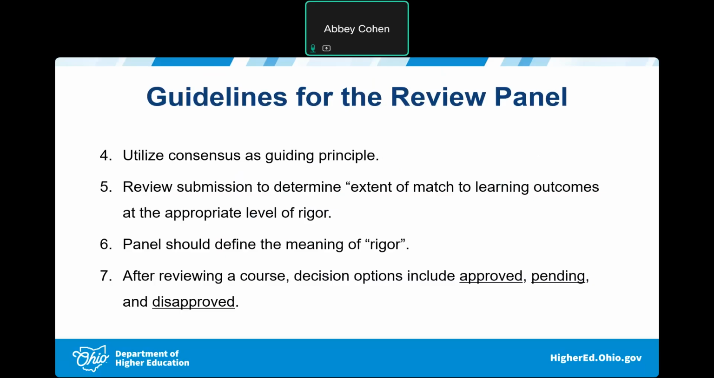The next guideline is reviewing decision options. There are 3 options: approved, disapproved, and pending. The panel members can either approve or disapprove the match or put the match status as pending. Disapproved means the match does not clearly meet the statewide criteria. Pending status typically means that the panel members think the course is very close to meeting requirements, but more information is needed to validate the statewide criteria.